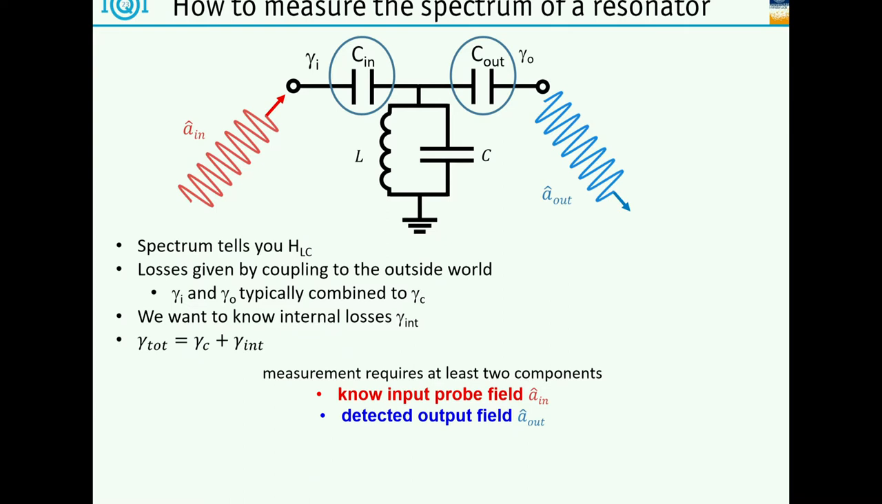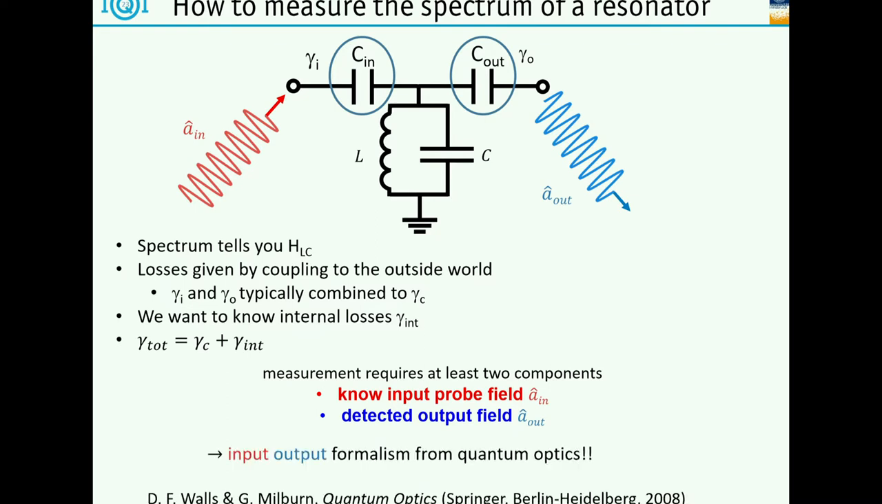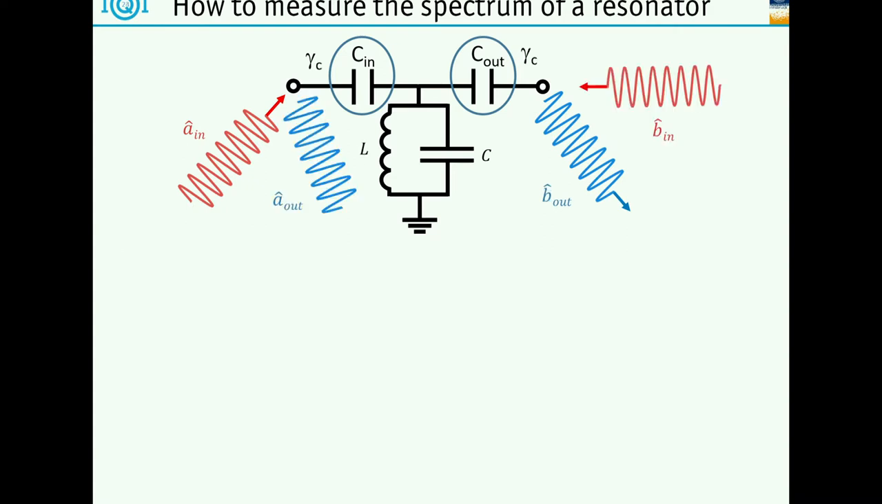If you want to measure such a device, we can send things in and record what comes out, and this is essentially input-output formalism from quantum physics. Now, instead of light as an input field, I take microwave signals, but the whole description will be completely identical. So what I really want to measure is: what do I send in? What gets reflected back? What comes out the other end? What if I send it in that way? What do I get out here, the reflection? Or what do I get out the other side?